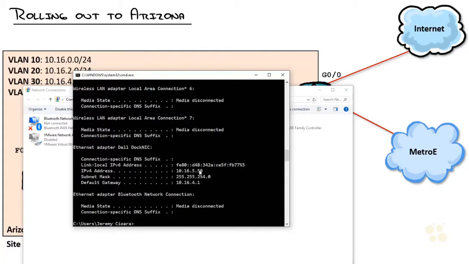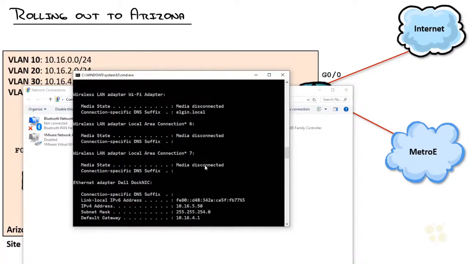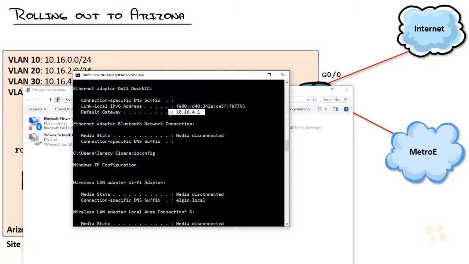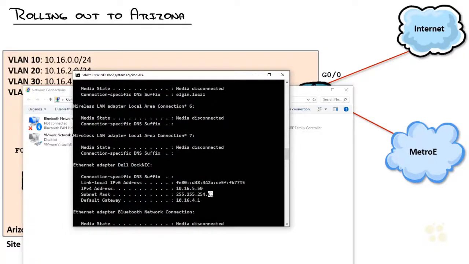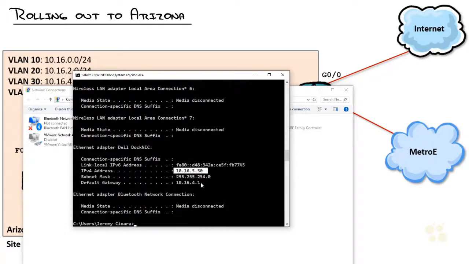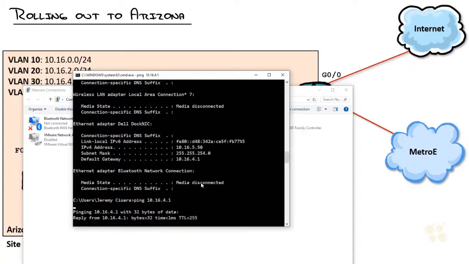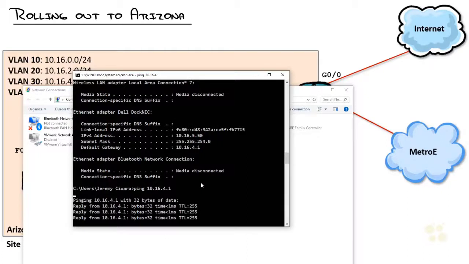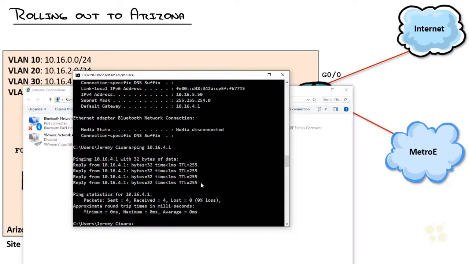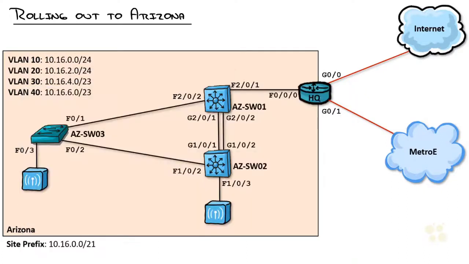Yeah, a little too fast. There we go. IP config. It's like, help me, I'm still applying it. So now it's all applied. We've got 10.16.5.50. So I should be able to ping 10.16.4.1, and bam, we are good. We are now able to communicate on VLAN 30, which verifies, I mean, it verifies a ton of stuff.